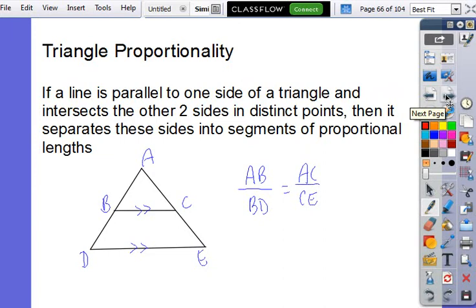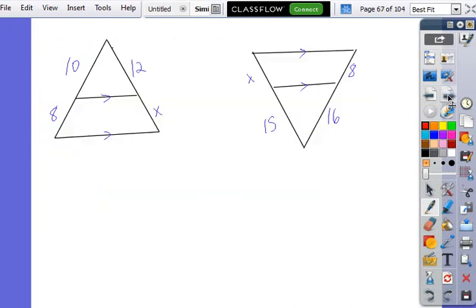Remember on the proportional stuff for triangles, if the line inside is parallel to one of the sides, then the two pieces of one side make a fraction, the two pieces of the other side make a fraction, and you make the proportion and solve it. So what would I do on that first one right there? Maybe you do 10 over 8, 12 over 8. There you go. Set up the proportion, cross multiply, solve. What would I do over here? 8 over 15 and 8 over 16. There you go.